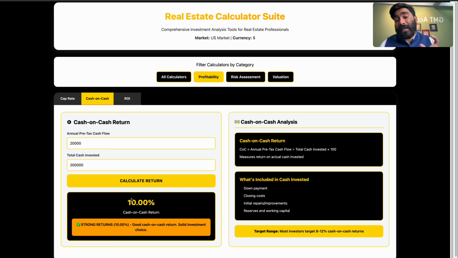So cash on cash return would be 10%. All right, so 10% we will consider as a strong return, a good cash on cash return, or a solid investment choice. Right, 10%, of course, beats inflation and all. Now, if you ask me what would be the best or standard returns, it should beat inflation.